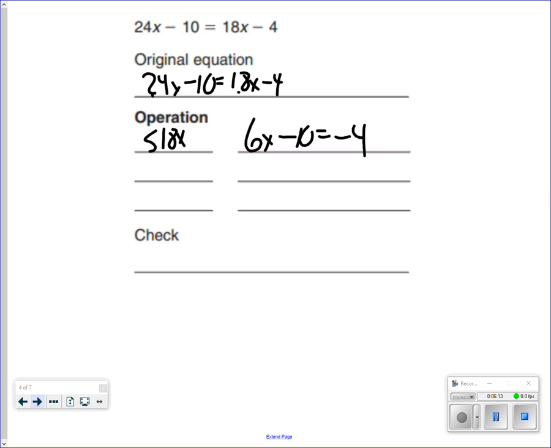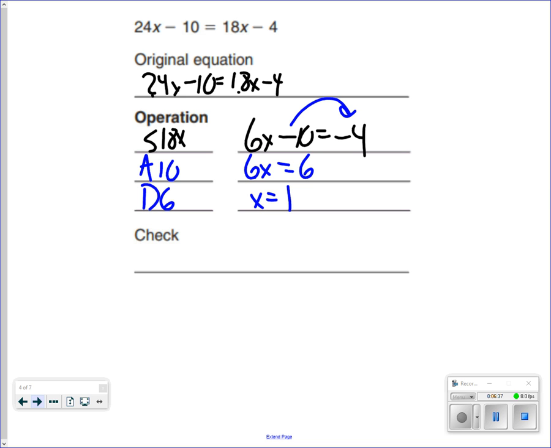Now I have to get that 10 over to the other side to make it positive. I'm going to add a 10. So I'm at 6x equals, if I put a 10 over to this side, a positive 6 on that side. The next thing I have to do is divide by 6. If I divide by 6, I'm left with x equaling 1.